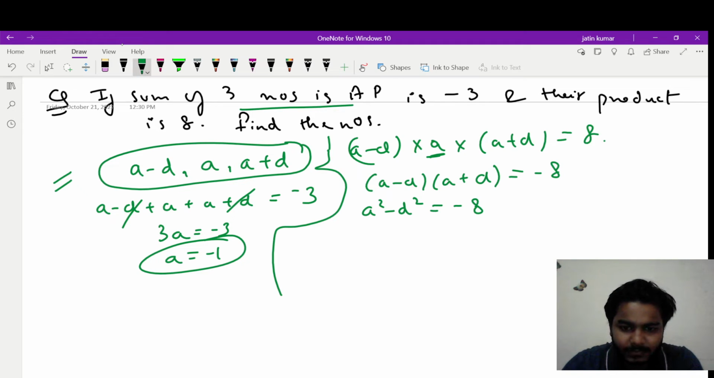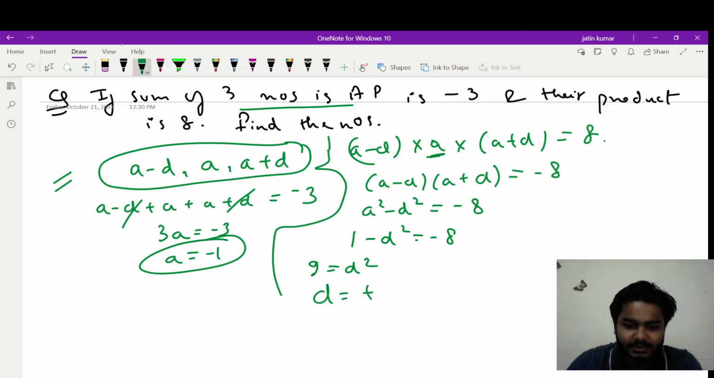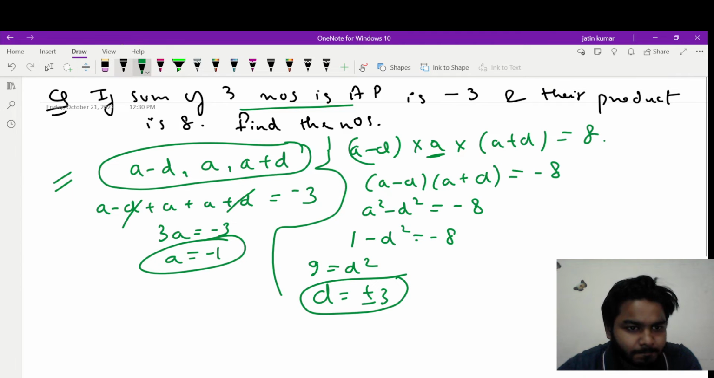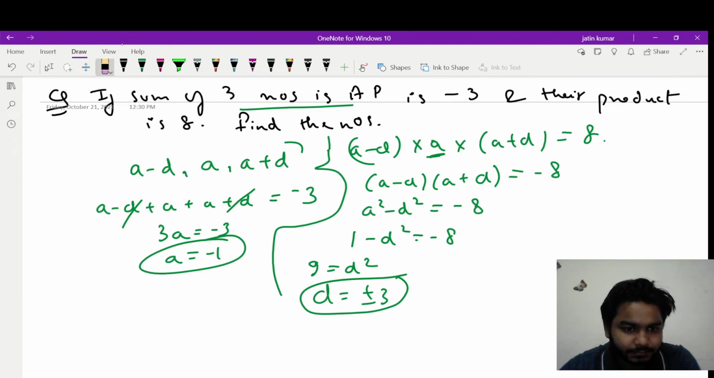Put the value of A. OK, the square of -1 is 1 only. And this D square is equal to -8 comes to the other side, so 9 is equal to D square, so the value of D will be +3 and -3. You have got the value of A, you have got the value of D. Find the AP.